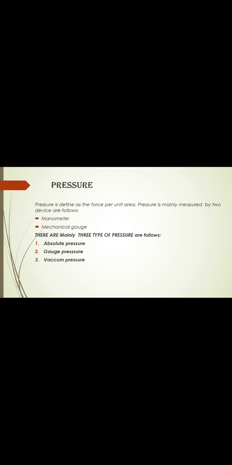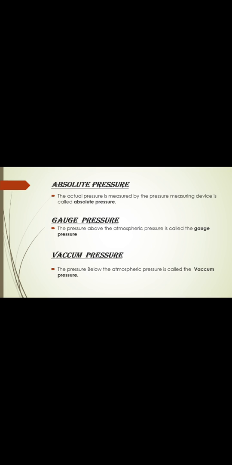What is the meaning of absolute pressure, gauge pressure, and vacuum pressure? Absolute pressure is the actual pressure measured by the pressure measuring device. Gauge pressure is the pressure above atmospheric pressure. Vacuum pressure is the pressure below atmospheric pressure. These are the three types of pressure which are mainly used.